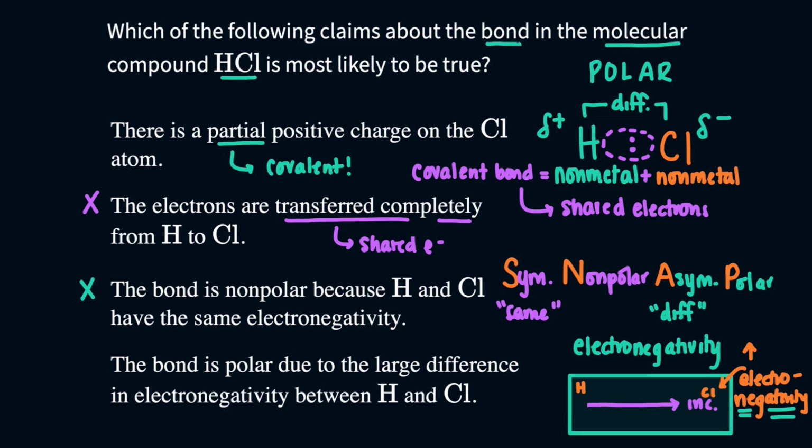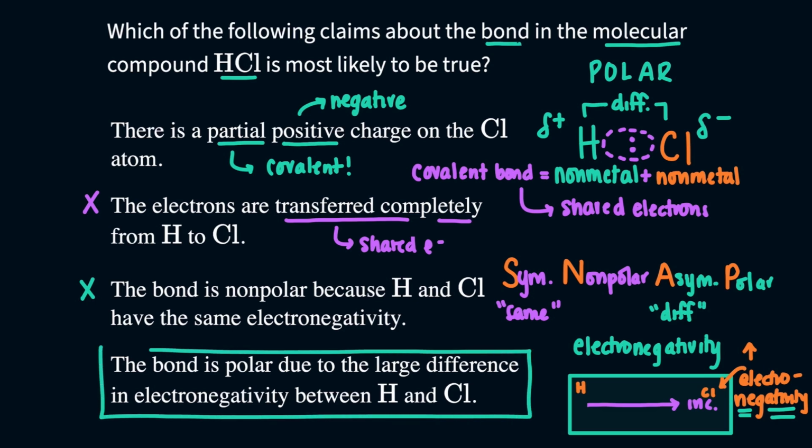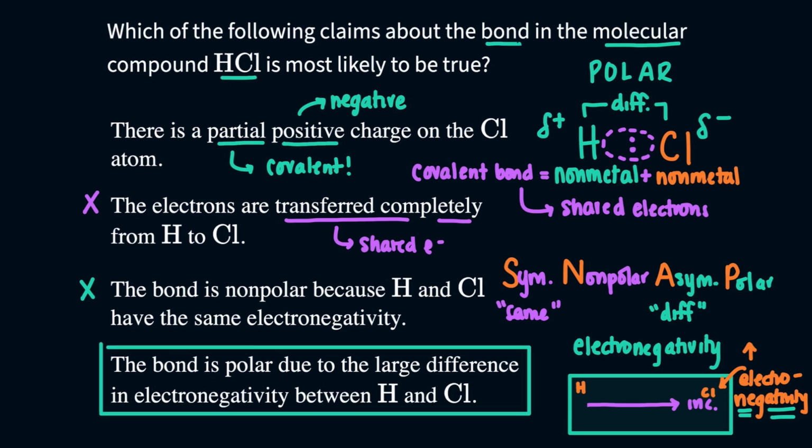So in this case, it's not that the chlorine's going to be positive. Chlorine has to be partial negative because it's more electronegative. Which brings us to the answer of D. The bond is polar due to the large difference in electronegativity. And that's true, right? Since they're on opposite ends, the difference in the electronegativity is going to be fairly large. And that's what a polar bond is.